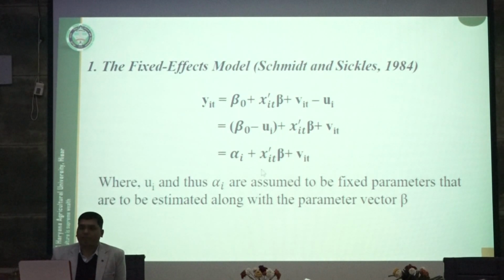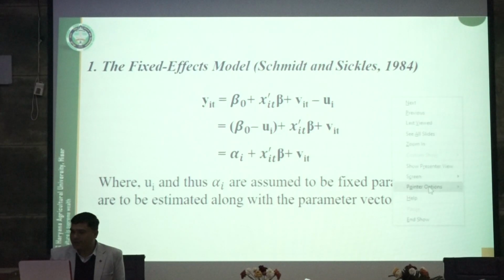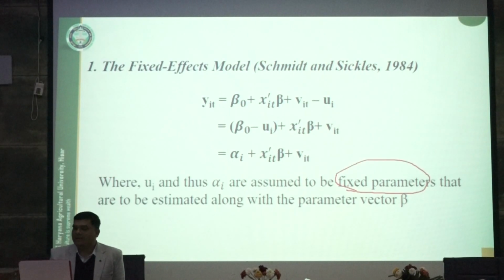So this is the functional form. These Ui are the inefficiency term, and this Vi is the residual, or you can say white noise. Then this alpha is the beta naught minus Ui, and if this alpha i, or you can say Ui, has fixed parameters, that means your model is a fixed effect model. Okay.